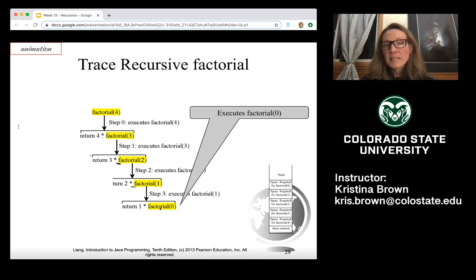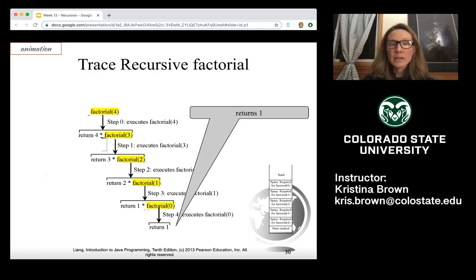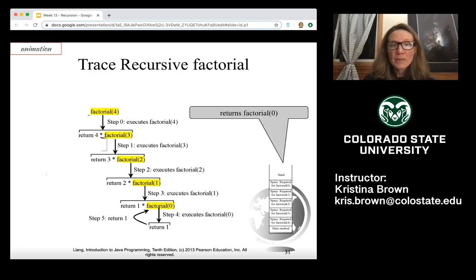So we've reached our base case here, right? So now what we're going to start doing is popping everything off of the stack. So we're going to return 1, which is factorial of 0, and that's what our base case is. So we're going to return 1, but then we need to multiply 1 by 1. So you can see in that step 5, we're returning 1 back to the problem before it, which is return 1 times factorial of 0, which is 1. So we're going to return 1 times 1, which is 1.